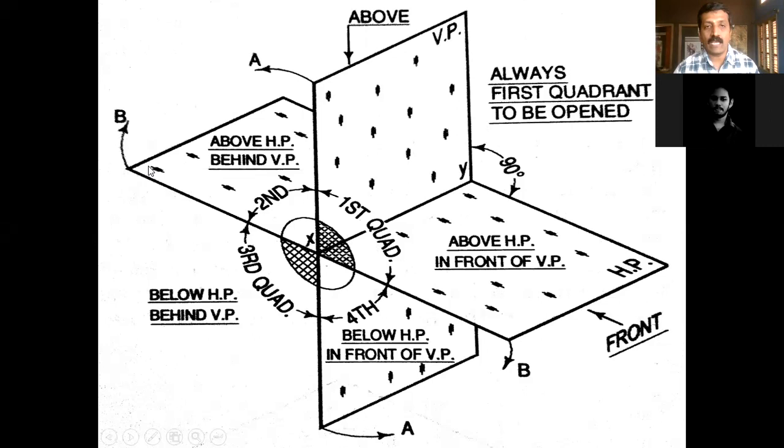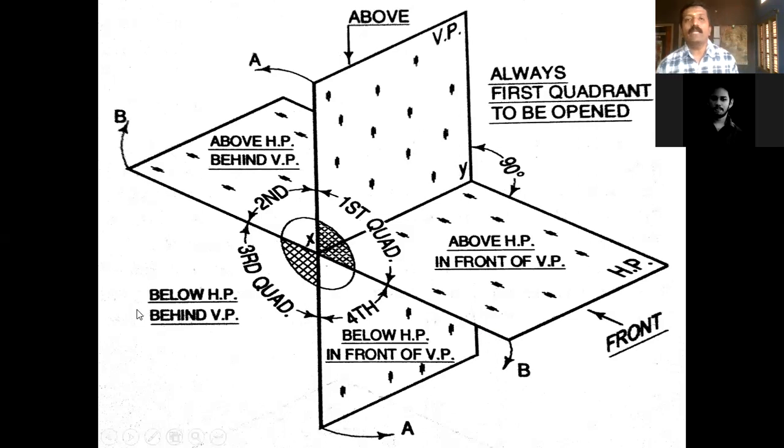So this entire thing is the horizontal plane. It is B to B and A to A, and this is the vertical plane. Look at the cursor where I am moving. So this is the vertical plane and this is the horizontal plane. When you bisect these two, you get four quadrants like this.